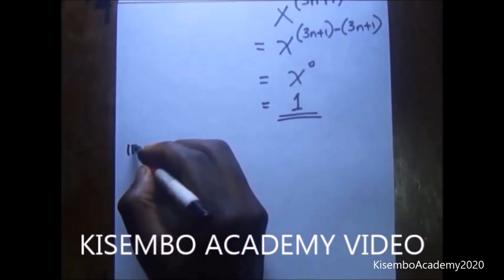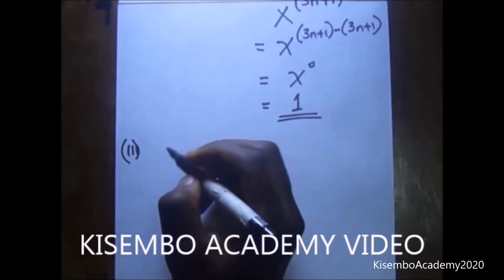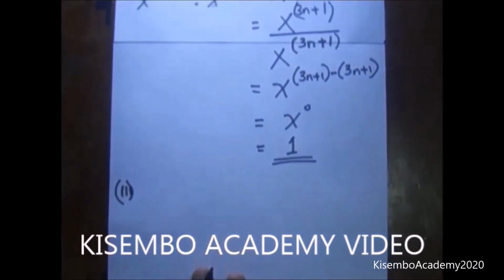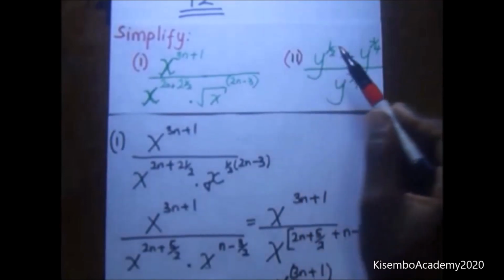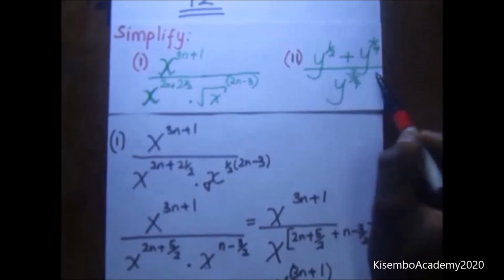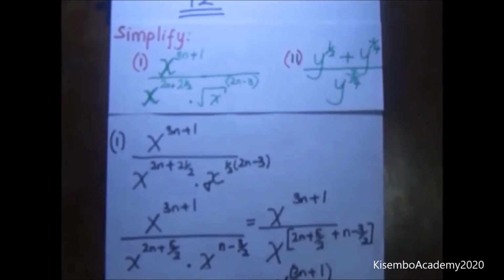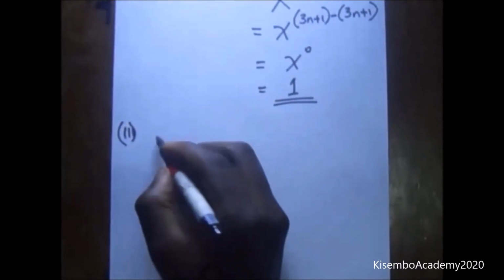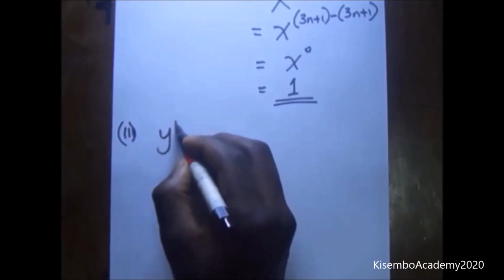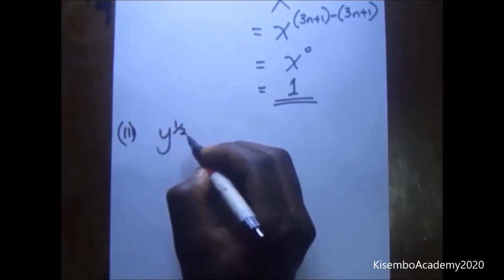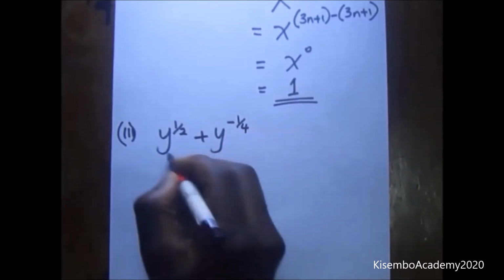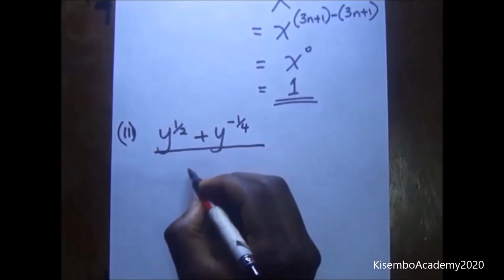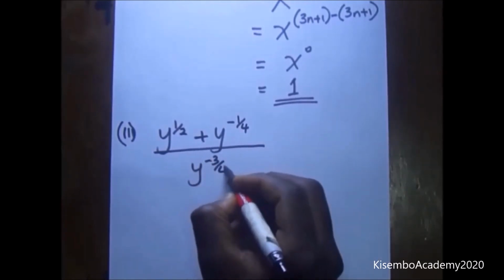That is Roman 2. It says, according to the question here, this one, y to the power half plus y to the power negative a quarter, divide that by y to the power negative 3 over 4. Let's rewrite the question down here and get started. So it's going to be y to the power a half plus y to the power negative 1 over 4. Divide all that by y to the power negative 3 over 4.